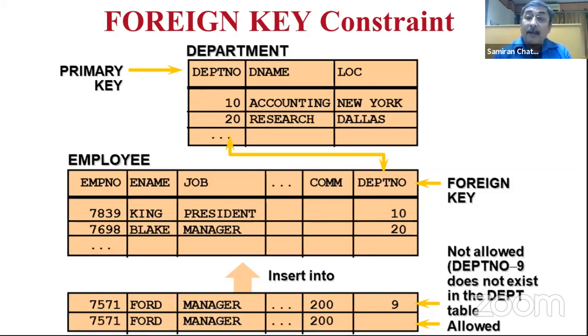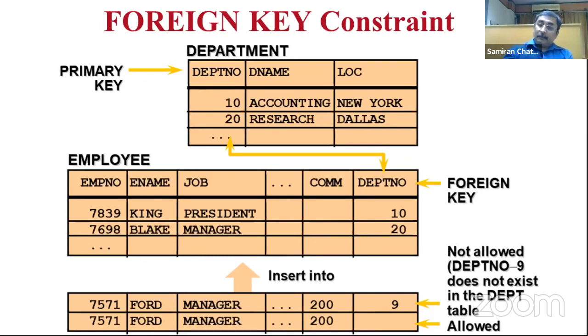But if I keep it null, I must understand that this department number must not be a key in the employee table, must not form a key in the employee table. If it forms a key in the employee table, I cannot keep that key as a null value. So this trick will only work if the foreign key of the employee table is not also a part of the primary key in the same employee table. That cannot happen.